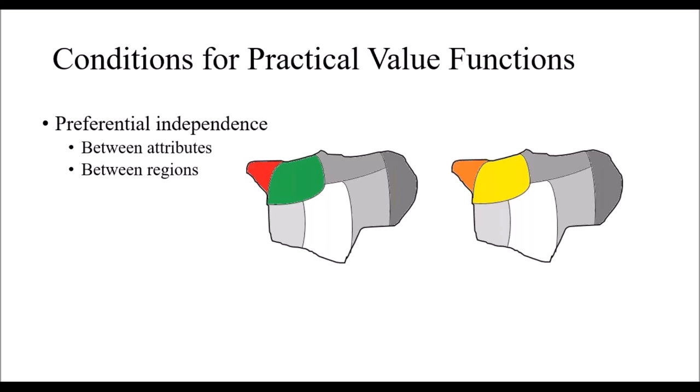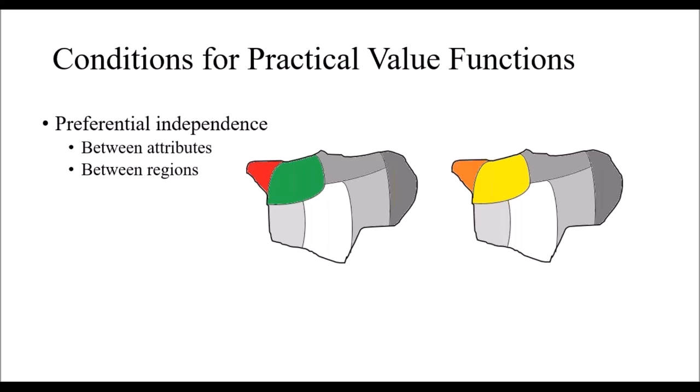So issues like that can come up, but in general, it's just precluding more complex types of interactions between attributes or between regions. Right, and if the decision makers are okay with or have preferences that reasonably meet this condition, what that will lead to is an additive form for the value function, which makes assessment a lot easier.